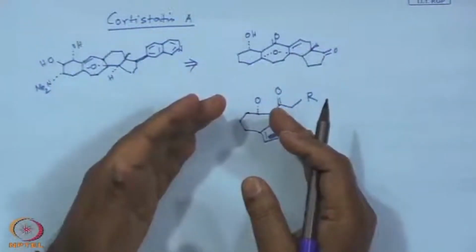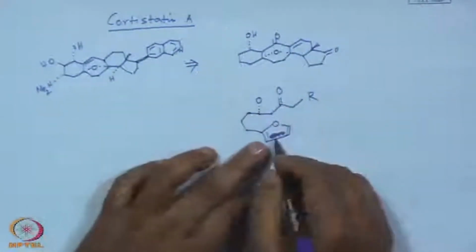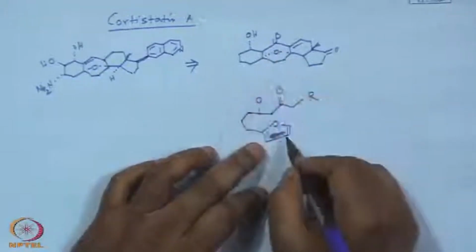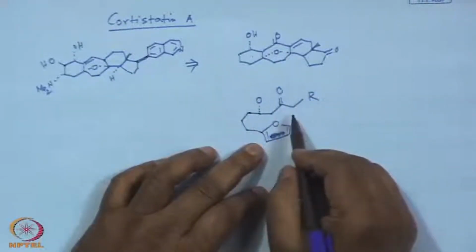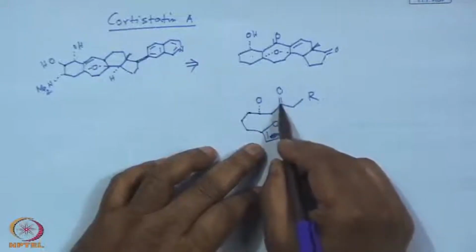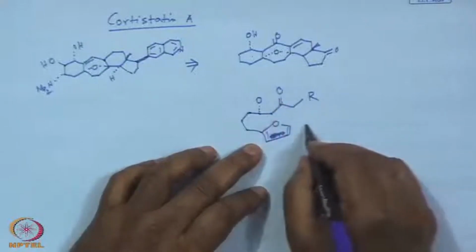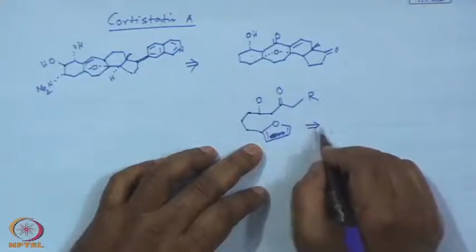That means to bring in this sort of backbone, basically what I am trying to say is we are just cutting down the complexity of this molecule, making it a simpler substrate, and we have identified that this portion should come from a furan and then this other part, right.